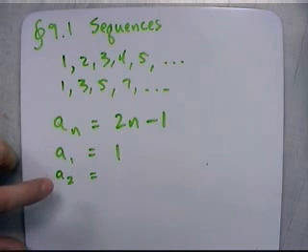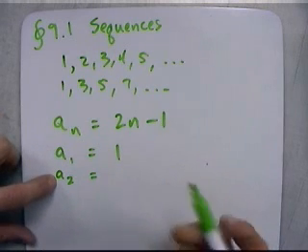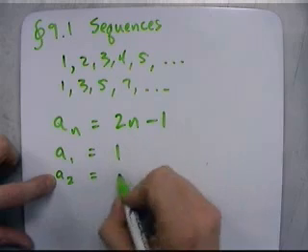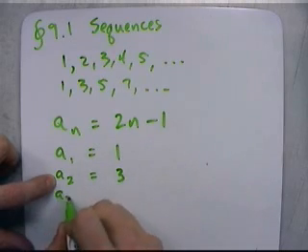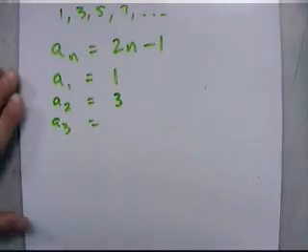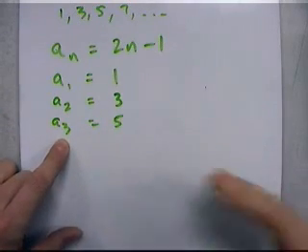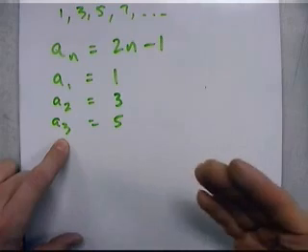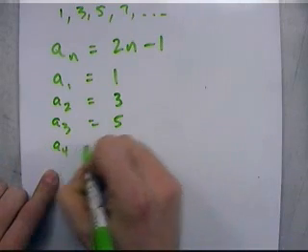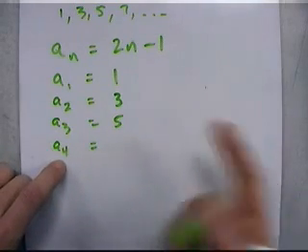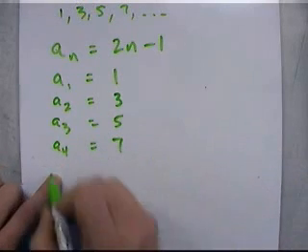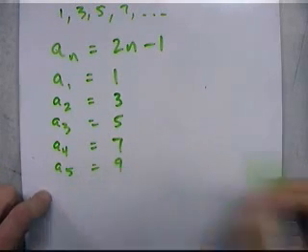Exactly. A sub 2, we're just going to plug a 2 in. So we're going to get 4 minus 1, so 3. A sub 3, the third term, plug in a 3, I get 6 minus 1, so 5. Once you kind of get there, you might start to recognize the pattern and be able to run from there. A sub 4, plug in 4, would be 8 minus 1, so 7. And then, sure enough, a sub 5 would equal 9.